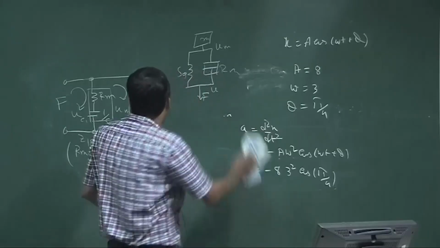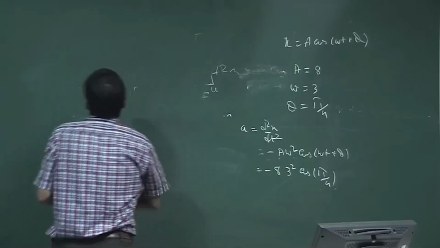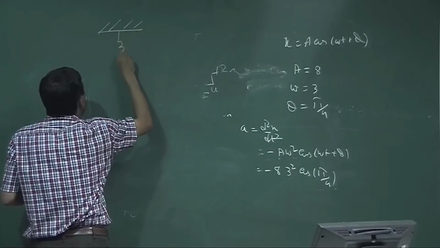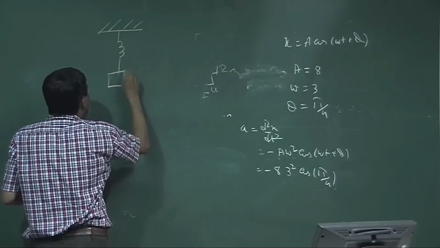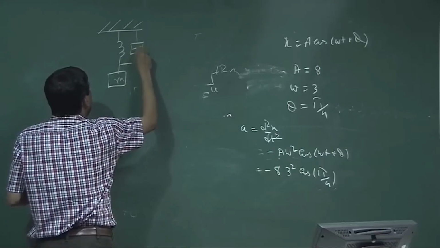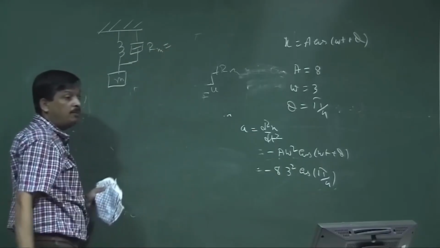So, first draw the mechanical circuit. A mass is hanging, so a spring will be there, a mass M is hanging, and a mechanical resistance is given. So, Rm is equal to, what is the unit of Rm?